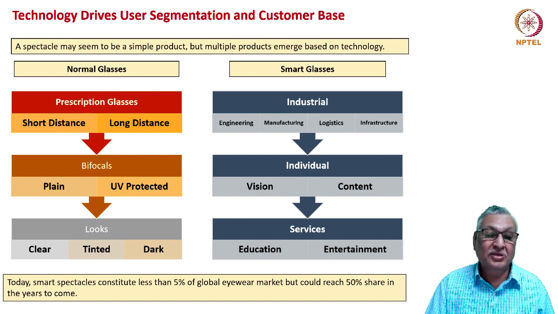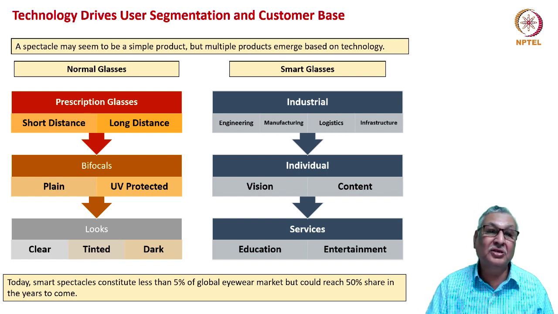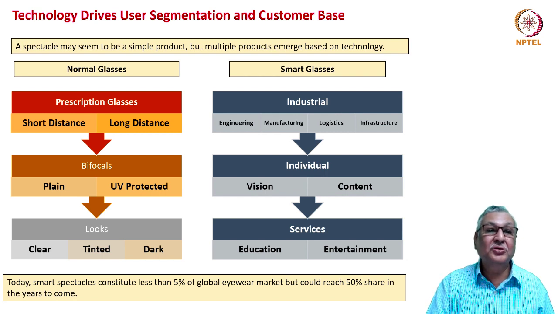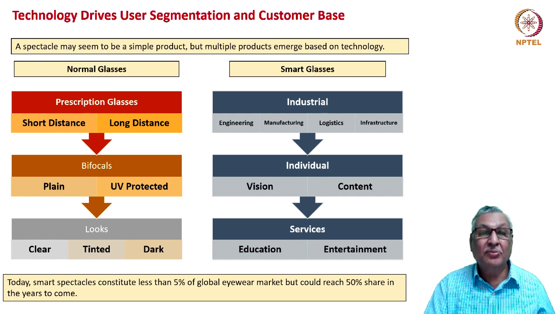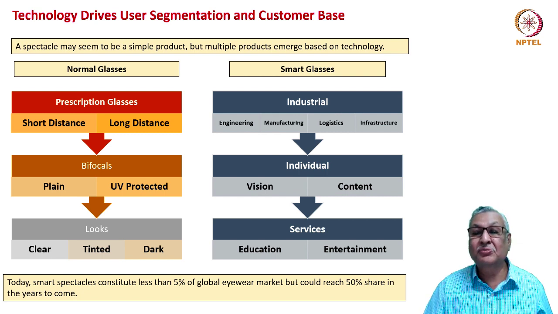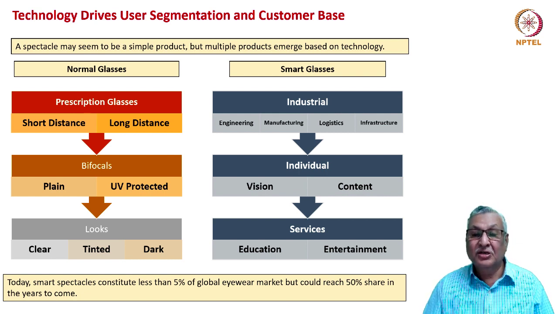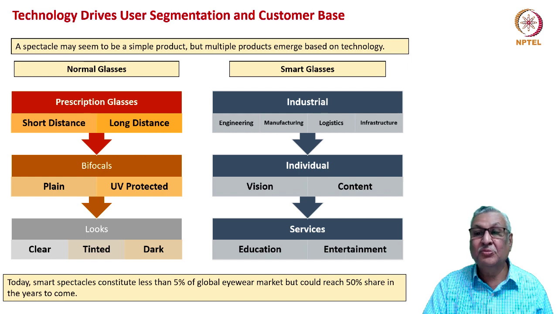Today, smart spectacles constitute less than 5% of global eyewear market. But if these kinds of changes become mainstream commercial products, then they could reach 50% share in the years to come. Will they completely substitute normal glasses? They may not. In fact, the market may expand so much that both normal glasses with current volumes and smart glasses with equivalent volumes could coexist, because smart glasses perform certain functions which are incremental, which are additive to the usage of glasses by the current stream of users.